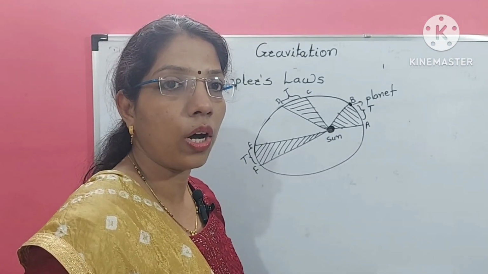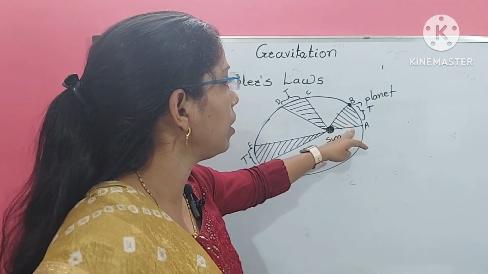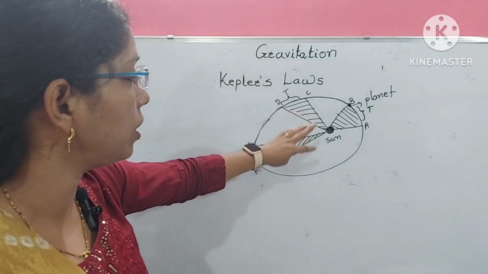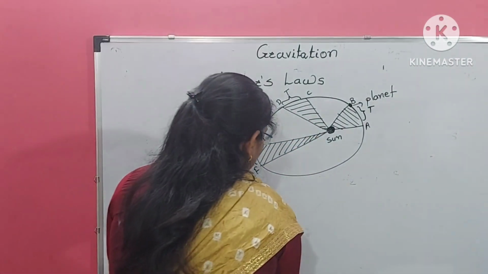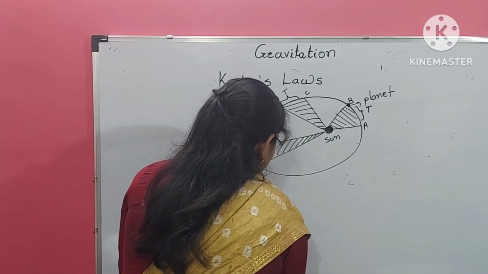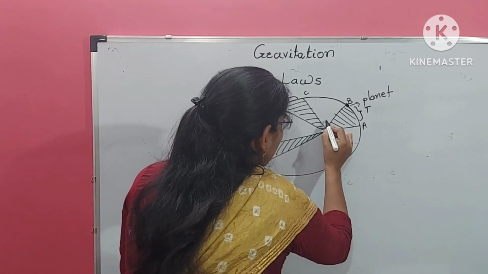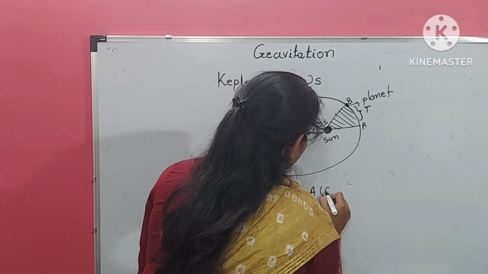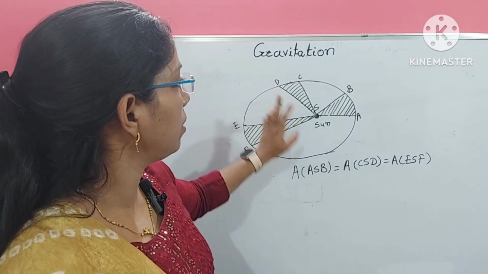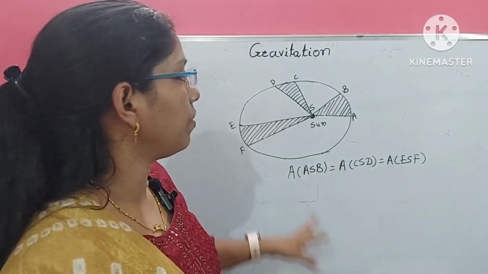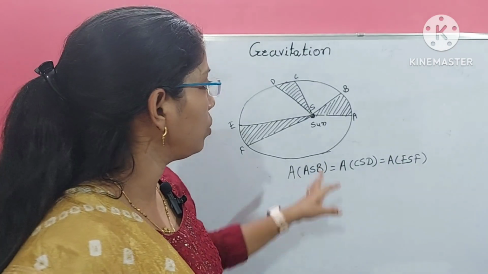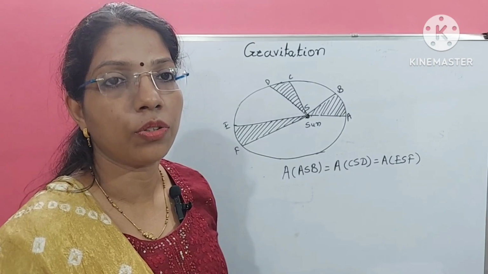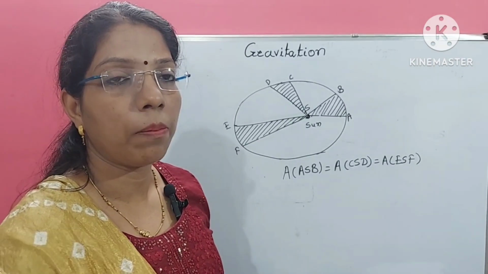Suppose it is 1 hour or 2 hours. In 2 hours, the area covered in this position is equal to the area covered in this region. Again, this area. Suppose this is a point S, area ASB equals area CSD, and area ESF, they are equal. So the line joining the planet and the sun sweeps equal area in equal intervals of time. That is the second law, Kepler's second law.